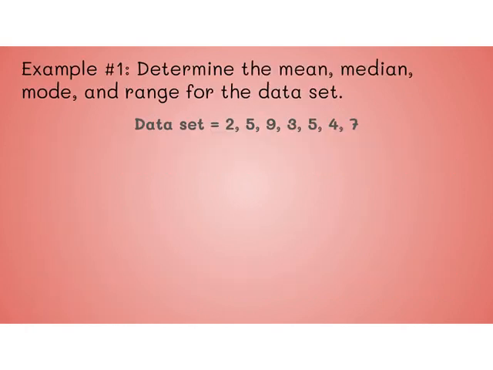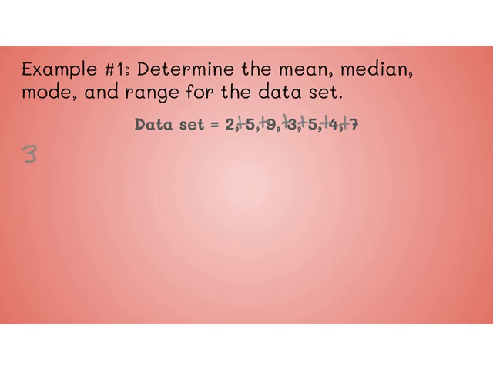So we're going to go over a few examples now, actually determining the three measures of central tendency as well as the range. For our first example, we're going to determine the mean, median, mode, and range. The mean was the average of our values, which means we're going to add up all of these values here. They don't have to be in least to greatest in this set, but we are going to add up all those values.